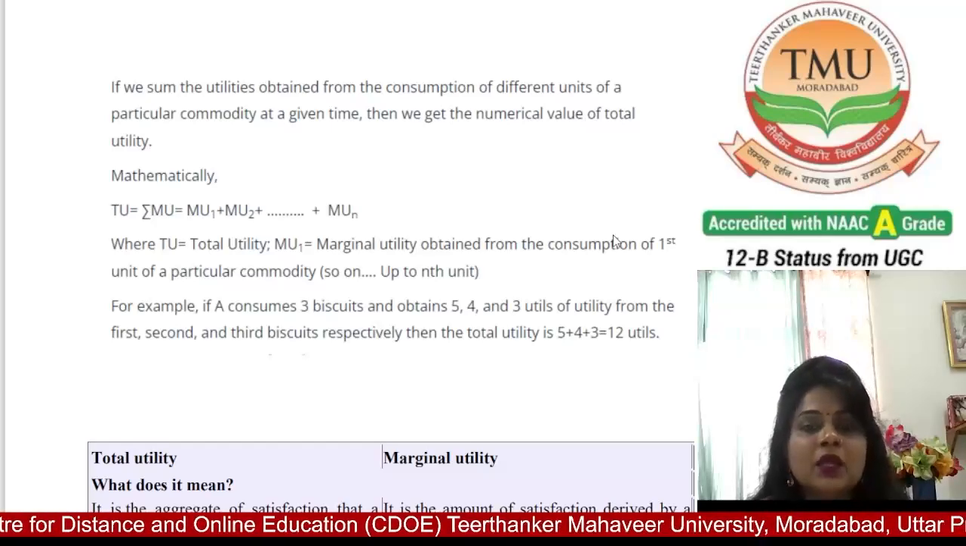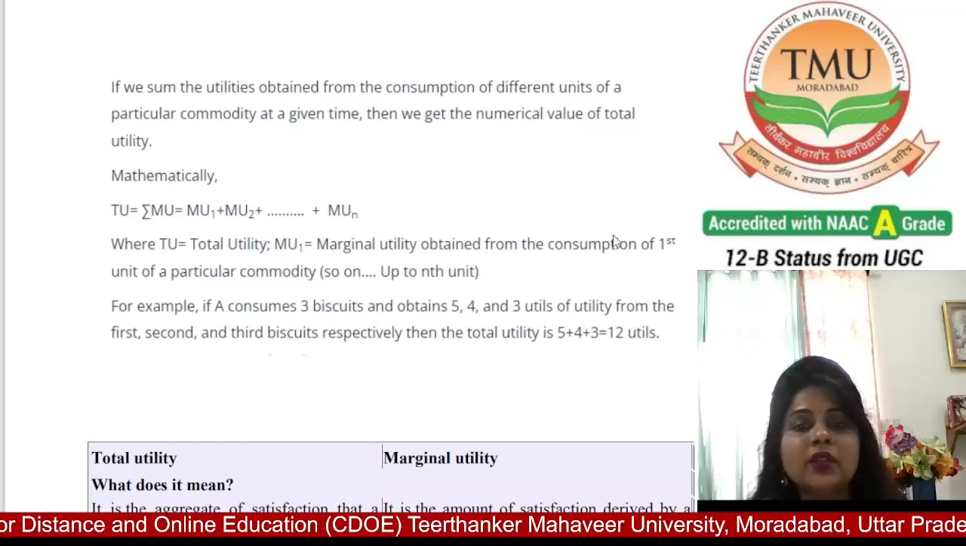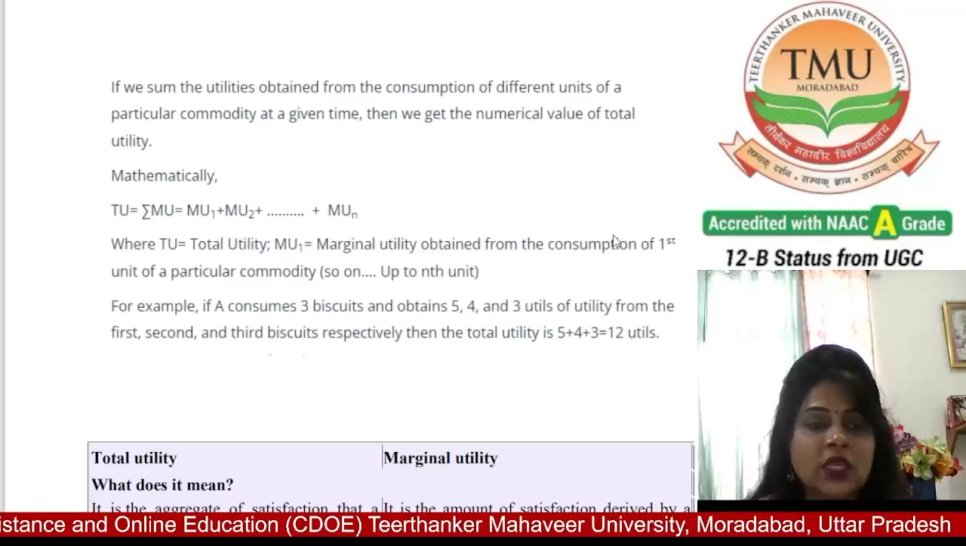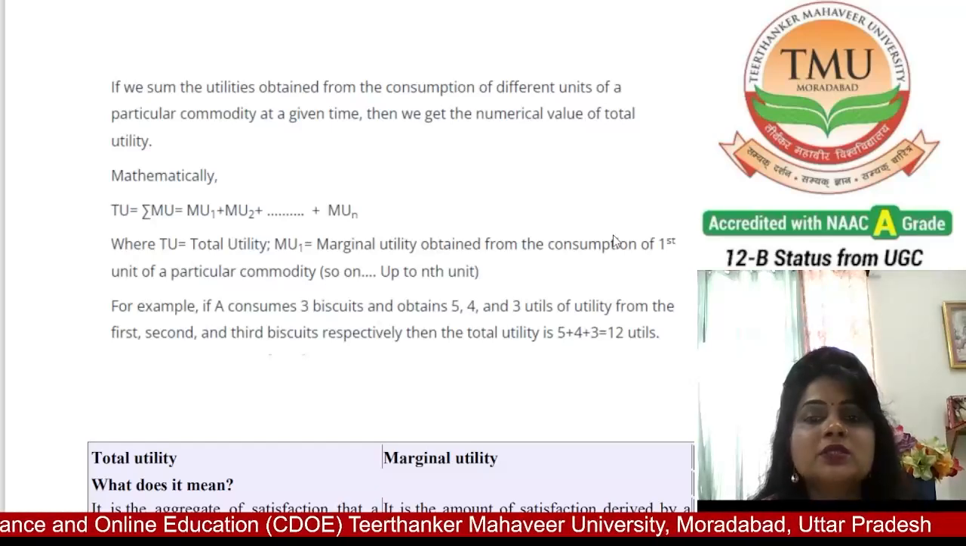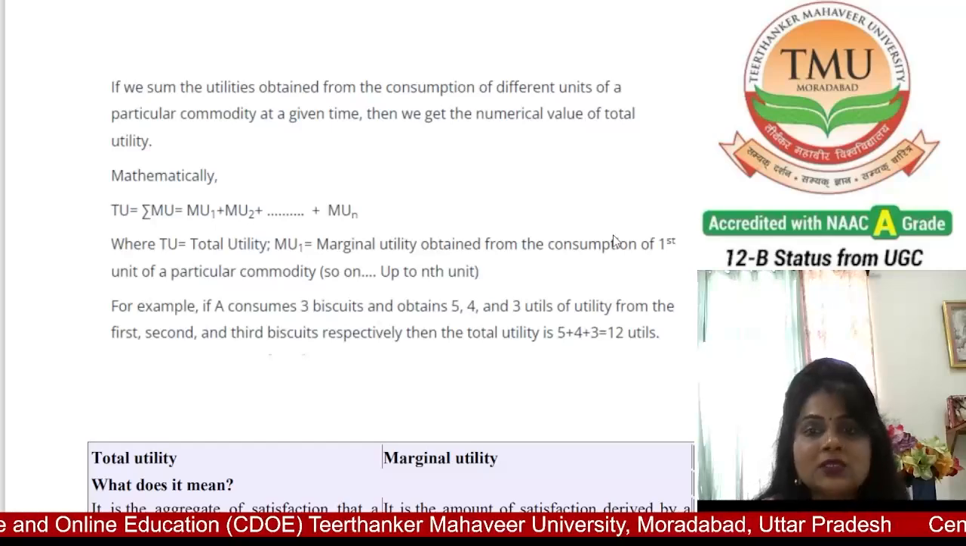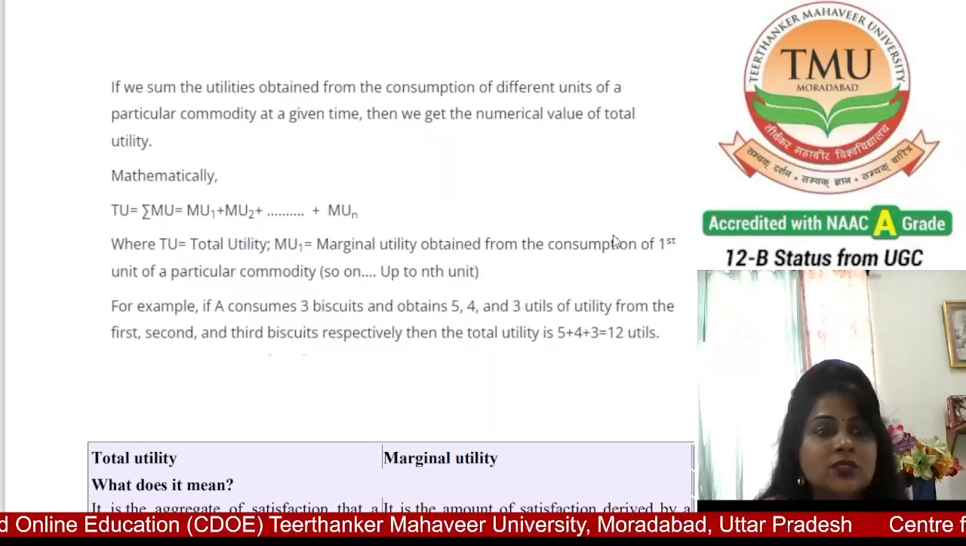For example, if a consumer eats three biscuits and obtains five, four, and three units of utility from the first, second, and third biscuit respectively, then the total utility is 5 plus 4 plus 3, which is equal to 12 utils.